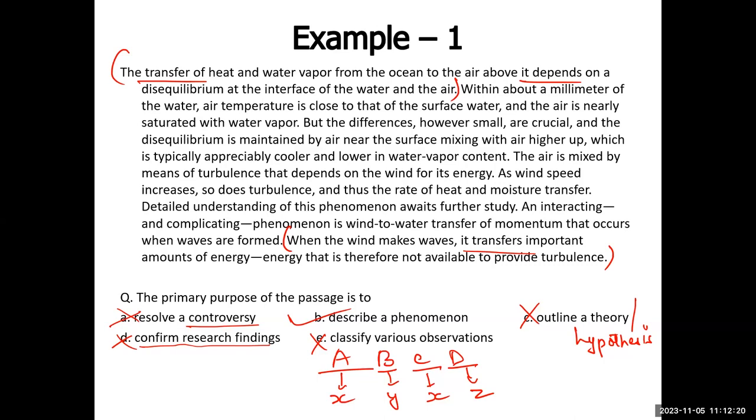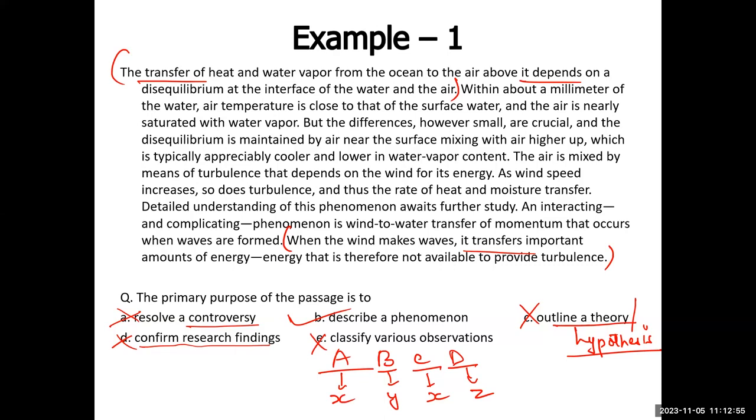Did you understand this? Yes, sir. Yes, sir. Please check. Now, remember, how do you know whether he is outlining a theory or a hypothesis? Whenever he is outlining a theory or hypothesis, he will always tell you, according to so and so. That means he will tell you whose theory this is, whose hypothesis this is. If it is his own hypothesis or theory, he will say, my studies have shown, I believe that. He will use these kind of words.